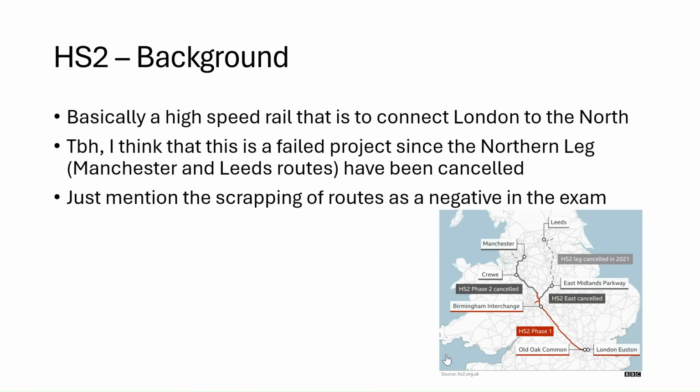Now let's move on to HS2, which is, again, I think it's a very outdated case study, not a terrible case study. It's just a high speed rail that was to connect London to the north of England, but this is a failed project since the northern leg has been cancelled. So areas like Manchester and the Leeds route have been cancelled. Just mention the scrapping of these routes as a negative in the exam. There's no need to go too much into detail about it.